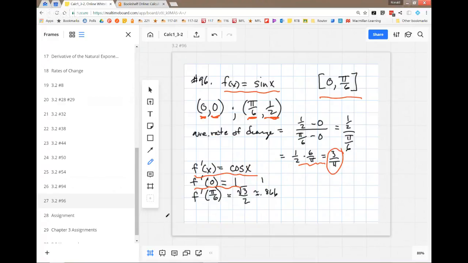And then the second one, we take the derivative at the second endpoint, pi over 6. The question is, what's the cosine of pi over 6? Well, it's square root of 3 over 2. And I just put approximately equal to 0.866, but actually this answer, the square root of 3 over 2, is correct. And I'm guessing it's the square root of 3 over 2 that you'll probably find when you look up the answers.